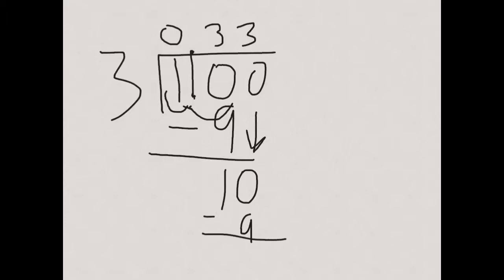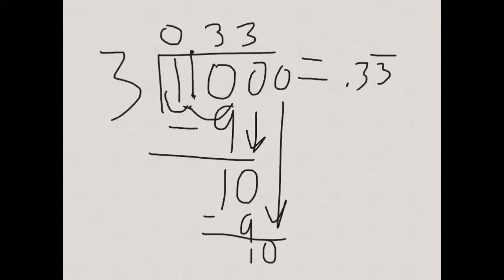So I notice a pattern right here already forming. And what I'm going to do is just put a repeating line on top. So I get 0.33 with a repeating line.